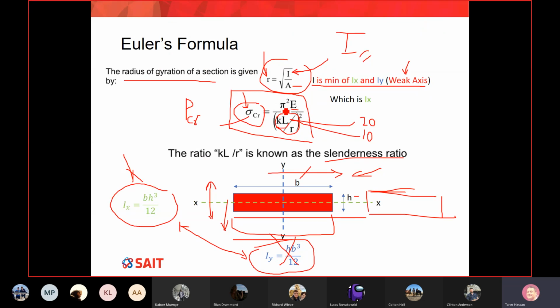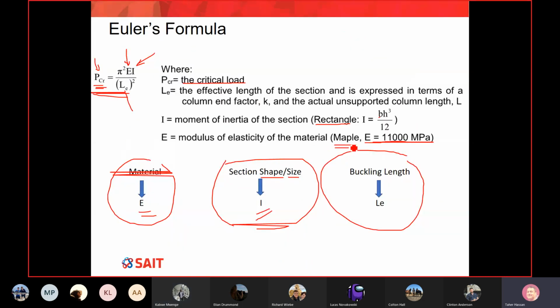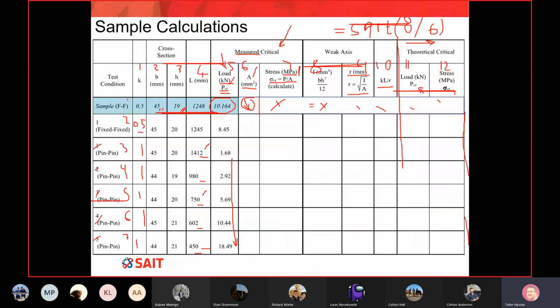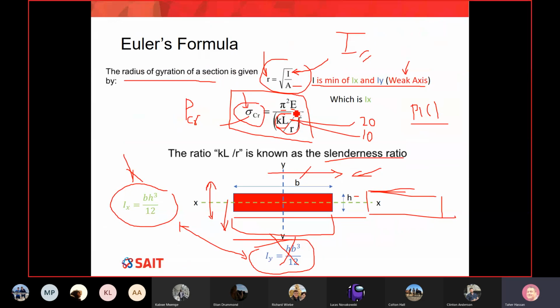It is pi squared, which you can find in Excel by typing pi and then brackets. This will give you the value of pi, which is 3.14 and so on, and then to the power 2. So pi squared multiplied by E. Anyone knows how much E is in this lab? Anybody was awake when I said what is the material and how much is my E? 11,000. Good memory. Thank you so much. It was here, look at this. In the lab, it's Maple, and E is 11,000. So in your Euler prediction, you say pi squared times 11,000 divided by KL over R squared.